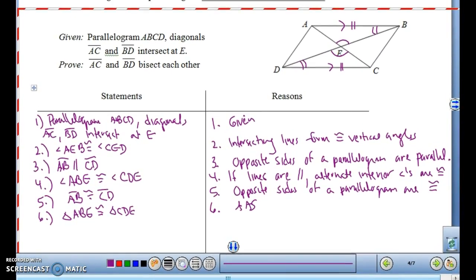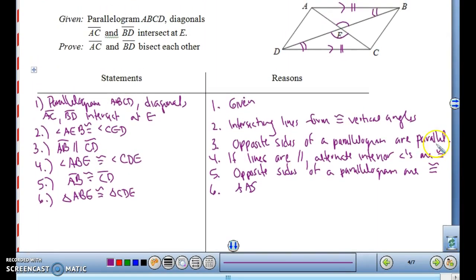So what we wanted to do was get AE and CE congruent. So is now AE congruent to CE? Yes, it is, because that's by CPCTC. By CPCTC, and also isn't DE and BE congruent by CPCTC? All right, the triangles are congruent, so all the corresponding parts are congruent.